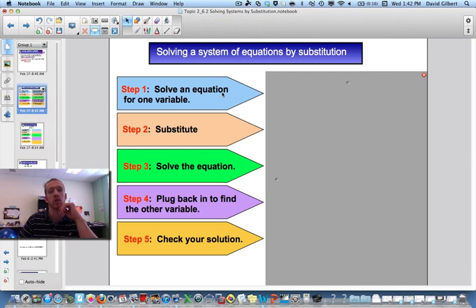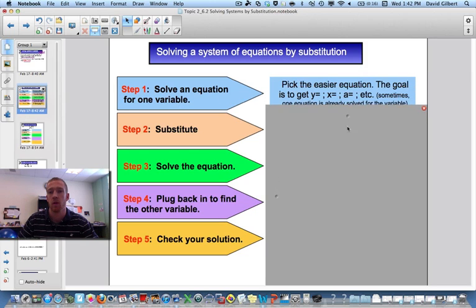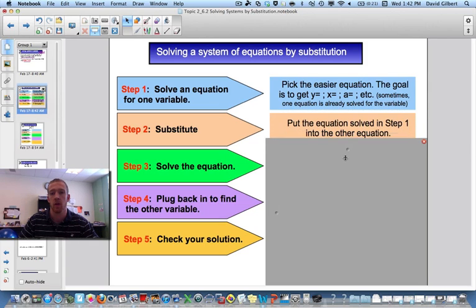So first what we're going to do is isolate a variable, or solve an equation for one variable. It doesn't matter, just get x equals or y equals, one of them. Solve for one variable. Then what you're going to do is take what that variable equals and plug it into the other equation for that variable.